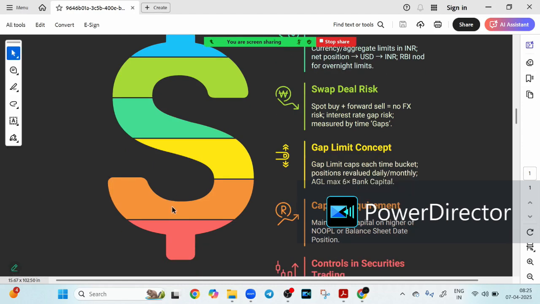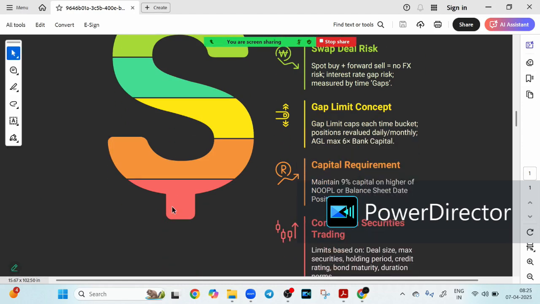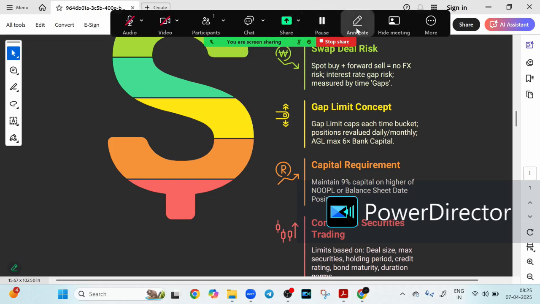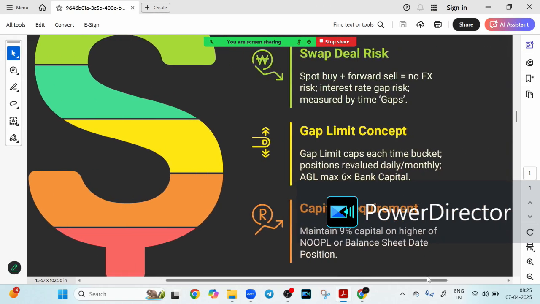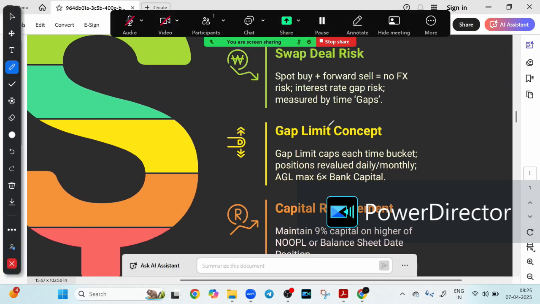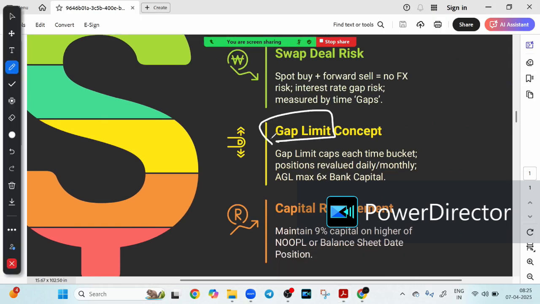Now there is a concept called the gap limit concept. What is it? See, gap limits apply to time buckets. We have already discussed time buckets in the previous lecture, right? So what is the meaning of gap limit? Whenever you see this word gap limit, it applies to time buckets, say overnight, 1 to 7 days, etc.